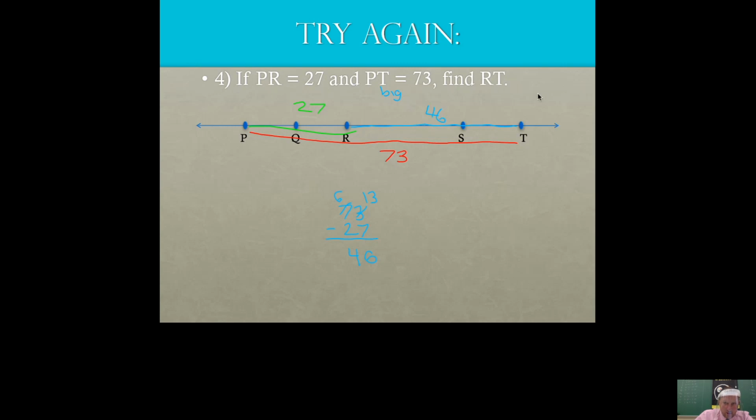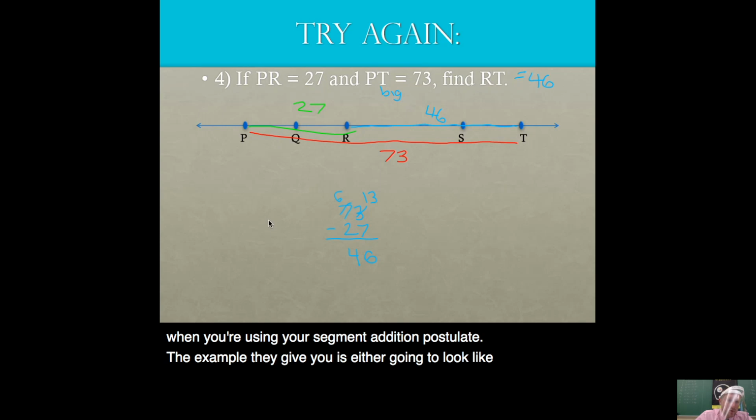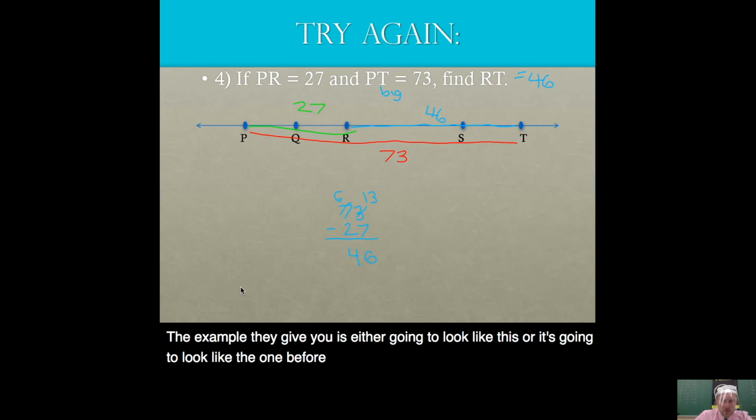How far is it from R to T? 46. When you're using your segment addition postulate, the example they give you is either going to look like this or it's going to look like the one before this. You're either going to add the numbers or subtract them.